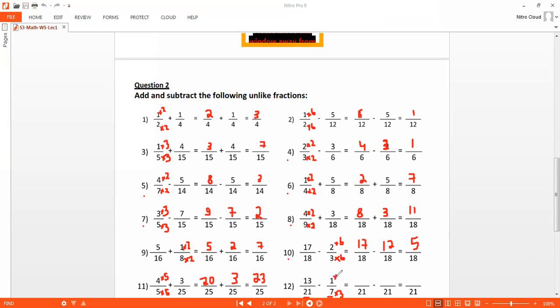So the first fraction stays as it is, which is 13 over 21, minus what? Minus 1 times 3. Miss, what's 1 times 3? 3. Now what's 13 minus 3? 10. That's it. It's 10 over 21. Okay? Okay. Miss, can I do number 15?